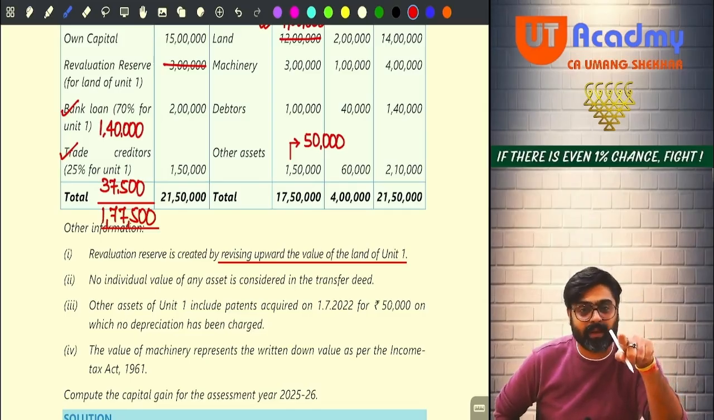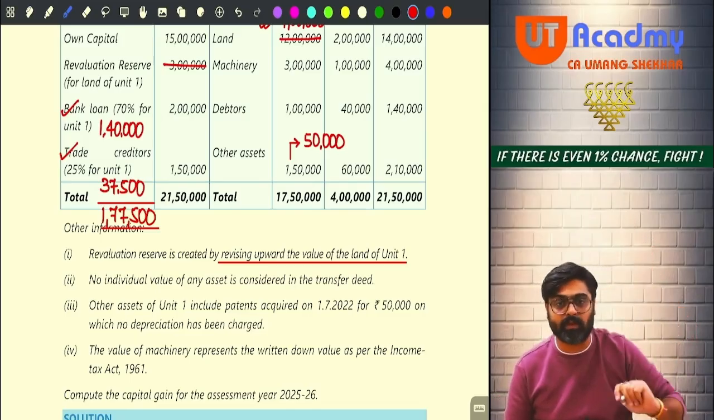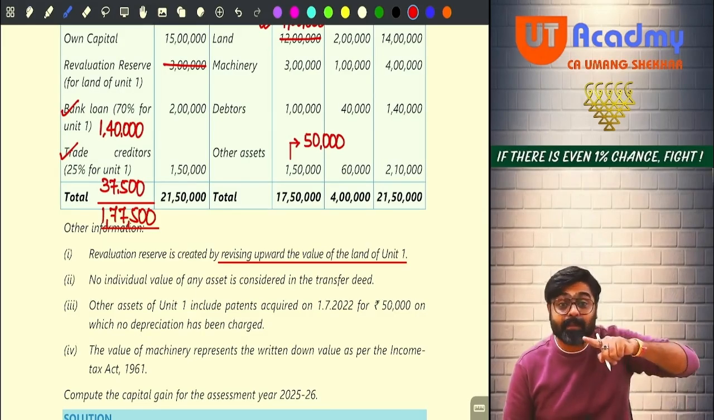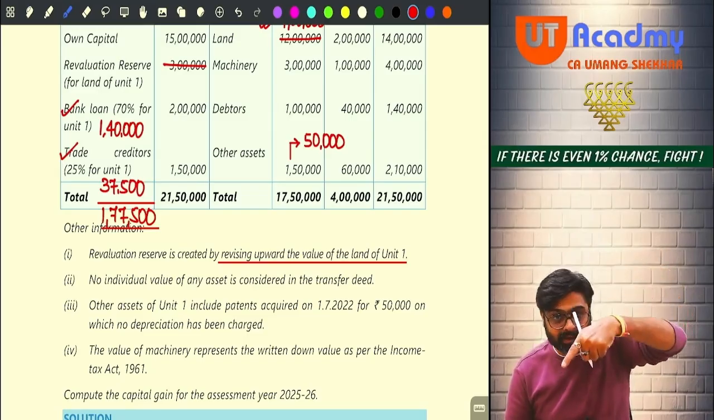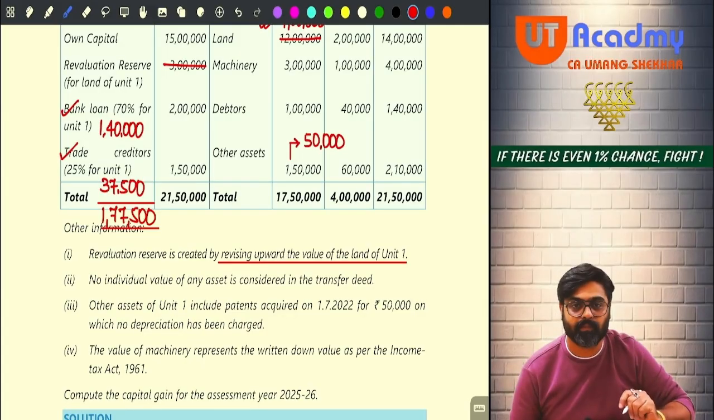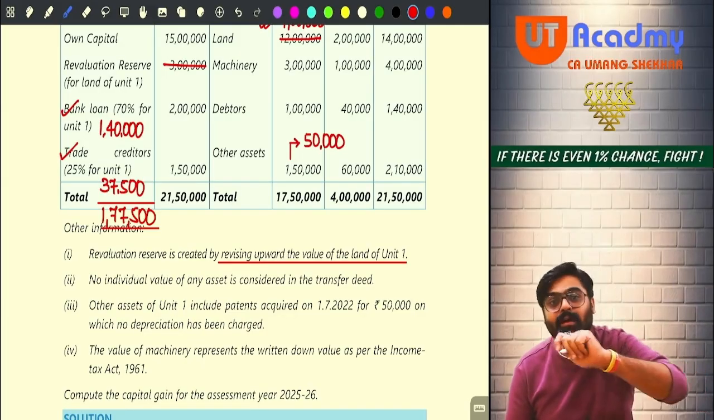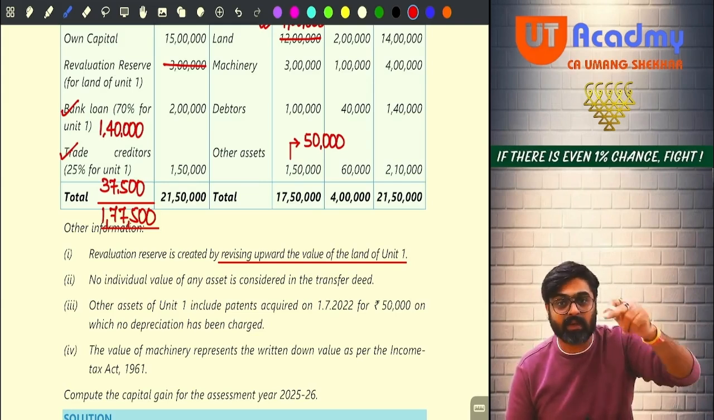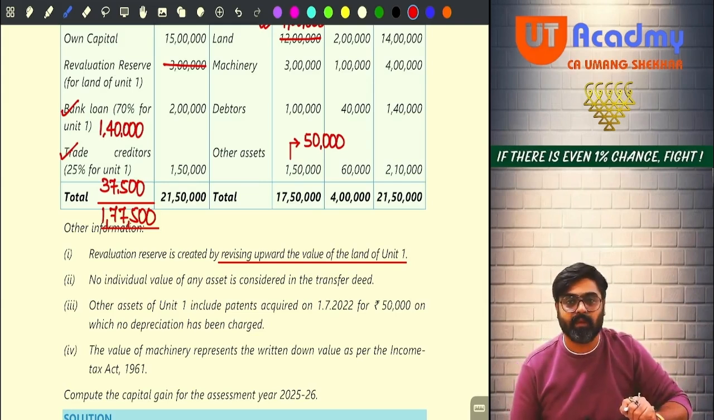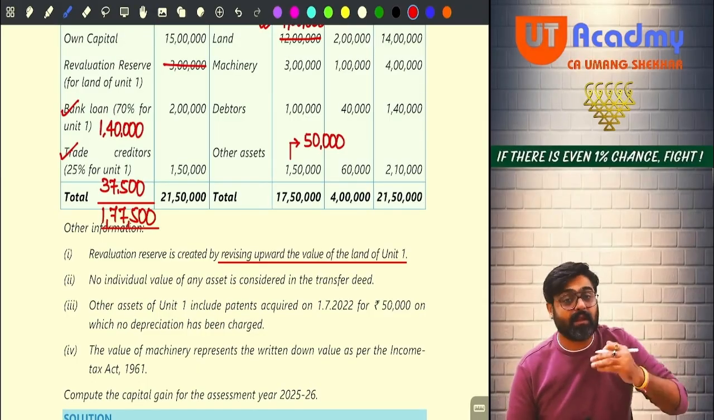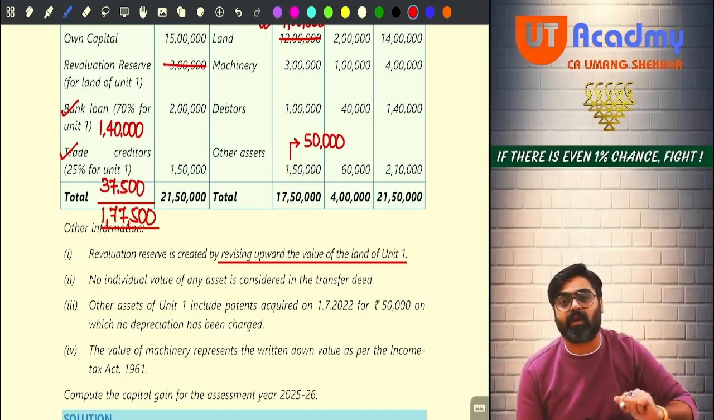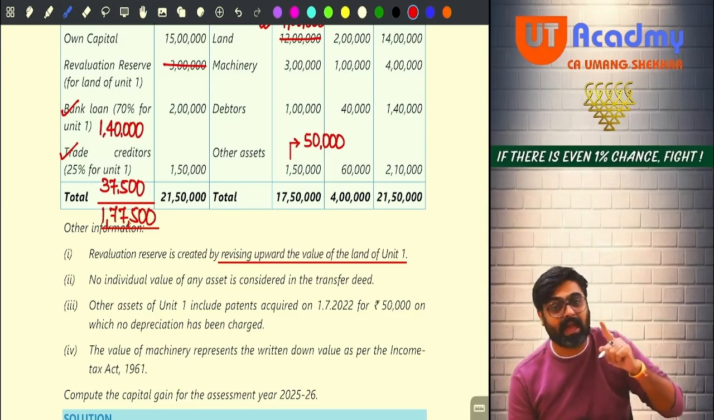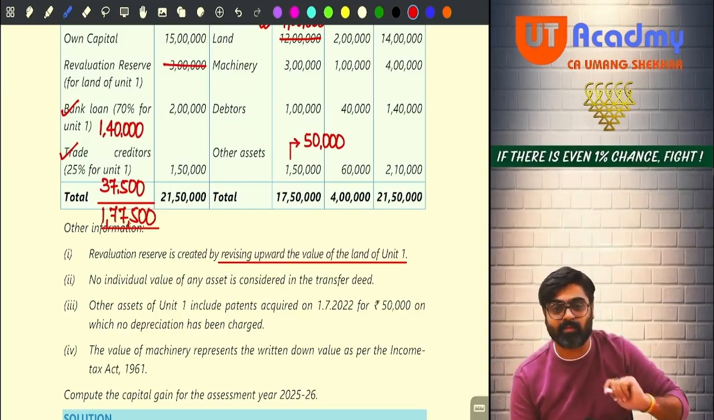If I have acquired this patent in 2022 for the purpose of my unit 1 business, definitely I would have taken the depreciation under the PGBP head for the year 22-23 as well as 23-24. That depreciation is not shown here, meaning that the entire 50,000 is recorded in this 1,50,000. So that 50,000 cost of this patent cannot be taken for calculation of net worth. For every depreciable asset, I will have to take the WDV for income tax purpose.